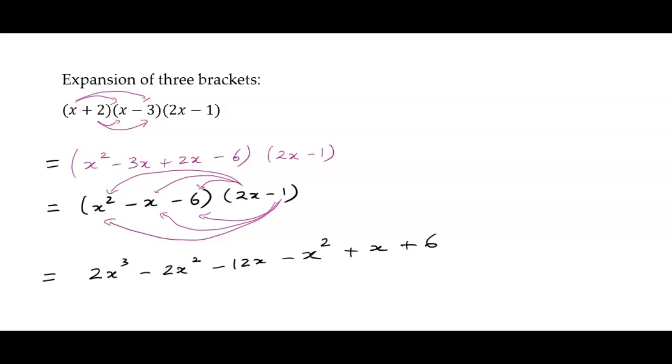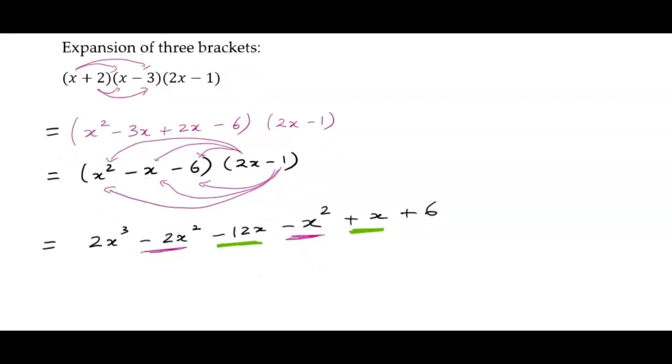Now one final step is to collect the like terms. I can see that minus 2x squared and minus x squared are a pair of like terms. Similarly, minus 12x and x are a pair of like terms. So we just have to combine all of them together, and that's going to give us our final answer. First term being 2x cubed, there are no other like terms, so we don't have to simplify that. For the x squared term, we have two of them, so minus 2x squared minus x squared is going to give us minus 3x squared. Then the next pair, minus 12x plus 1x, is going to give us minus 11x. And my last term is the constant, which is 6.